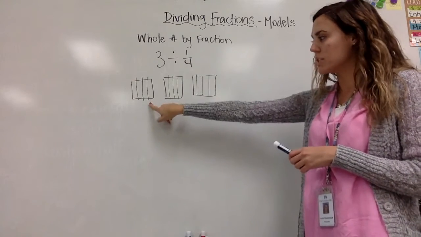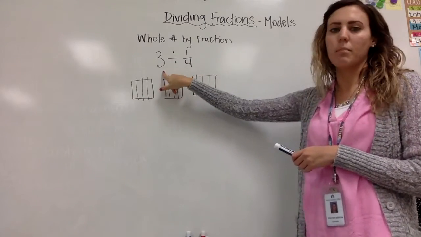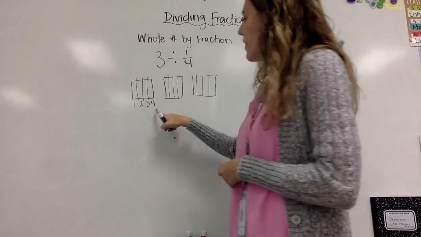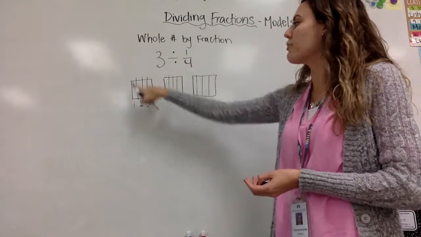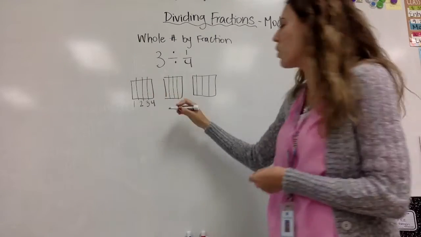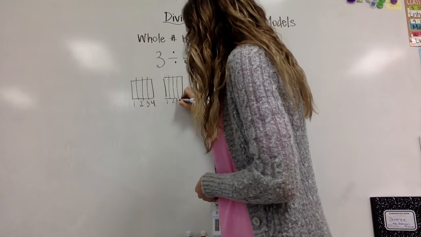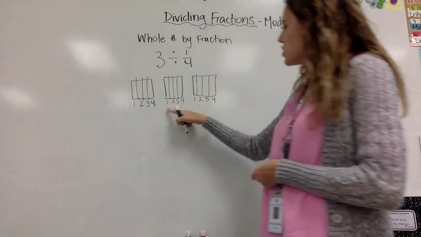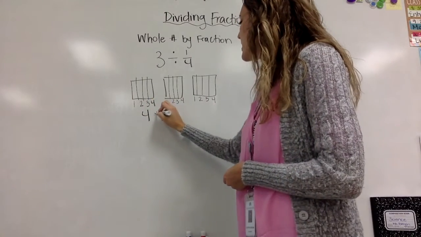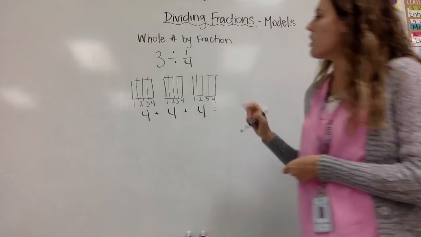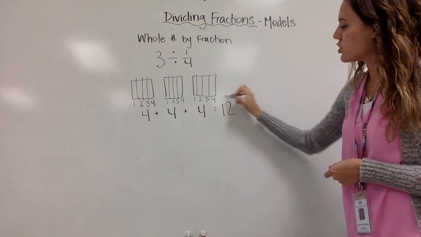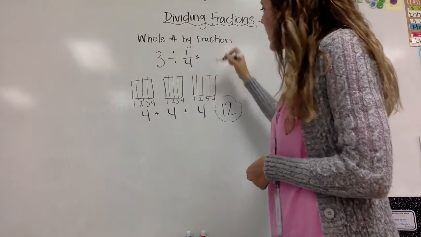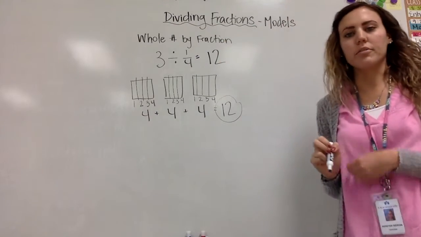Now I'm going to count how many 1/4 pieces make up my whole number of 3. So I have 1, 2, 3, 4, and that makes sense because there would be 4 pieces of 1/4 to make one whole. And I have another 1, 2, 3, 4 in my second whole number, and then a third 1, 2, 3, 4. So each box has 4 pieces of 1/4. That means that there are 12 pieces of 1/4 in my 3 wholes. So 3 divided by 1/4 equals 12.